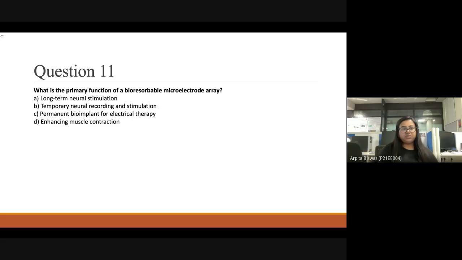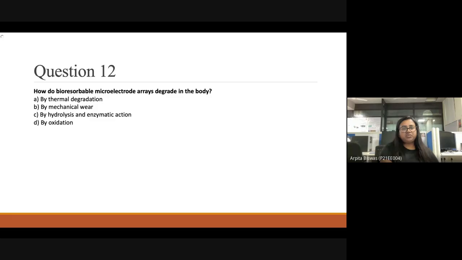The right option is temporary neural recording and stimulations. Question number 12: how do bioresorbable microelectrode arrays degrade in the body? First option is by thermal degradation, second by mechanical wear, third option by hydrolysis and enzymatic action, and option D is by oxidation.